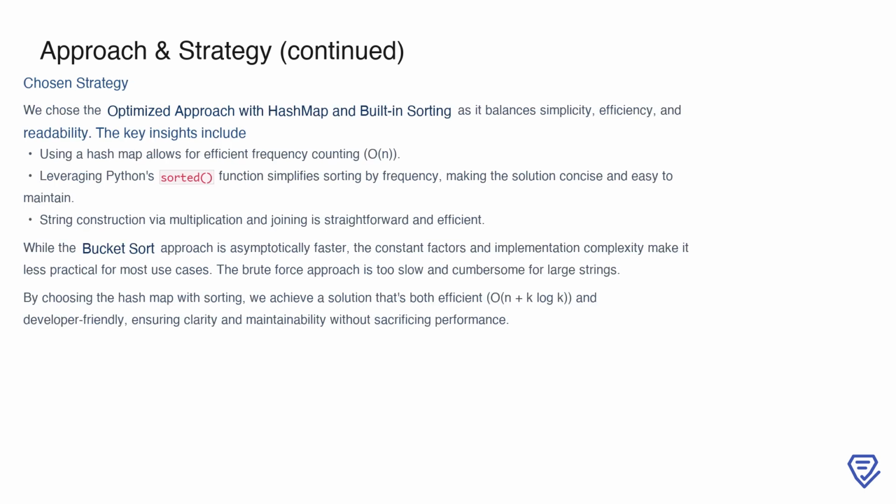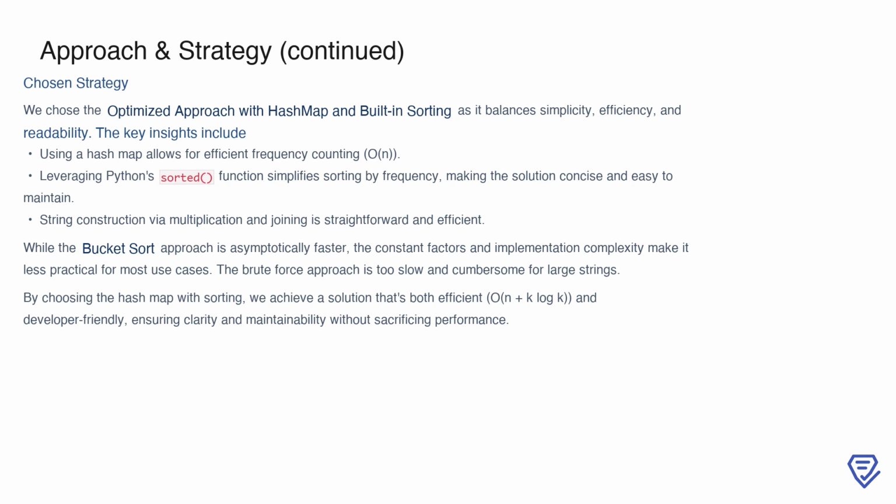The strategy we ultimately chose is the optimized approach using a hash map and built-in sorting. This method balances simplicity, efficiency, and readability, making it a practical choice for this problem. The key insights are that using a hash map allows us to efficiently count character frequencies in O(n) time, while Python's sorted function provides a straightforward way to order characters by frequency with a time complexity of O(k log k). Additionally, constructing the result string through character multiplication and joining is intuitive and efficient.